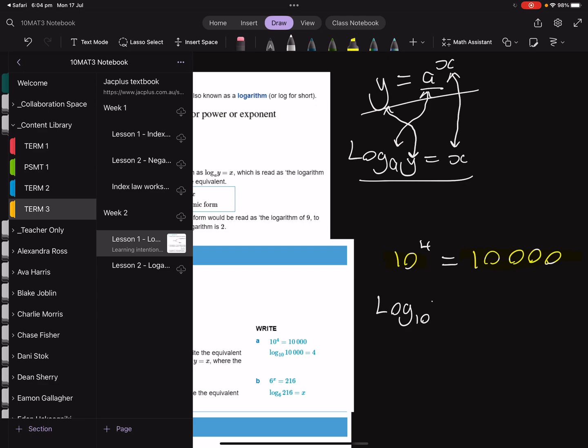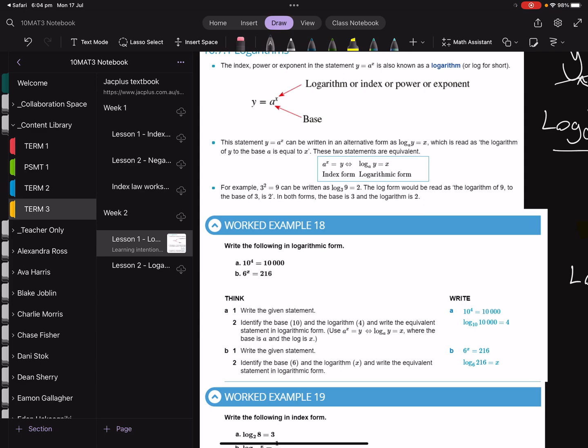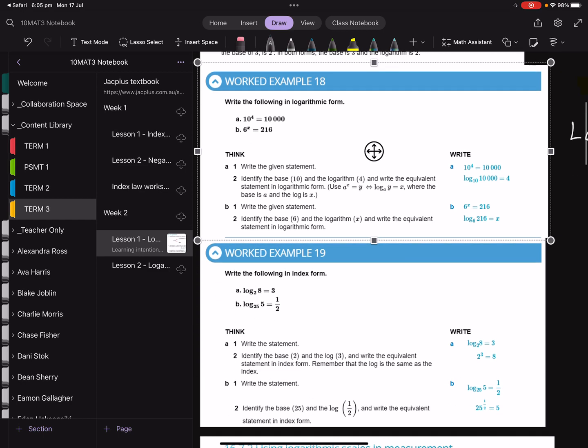So we're going to do log base 10 of 10,000 is going to equal our what? Our x value. So our power. We're going to bring that 4 down. It's going to be equal to 4. That's how we're going to write it. That's it. Done. Leave it as that. There's a second example there: 6 to the power of x is equal to 216. And as you can see down here, they've done the same thing. They've converted it down. They've brought the 6 down, the 216 down, and the power value over here.